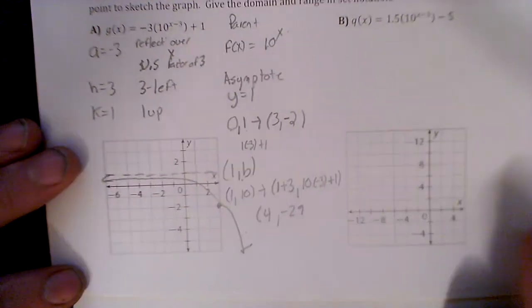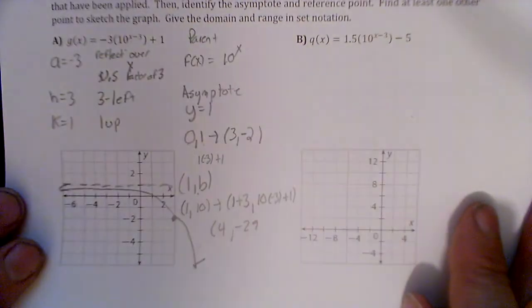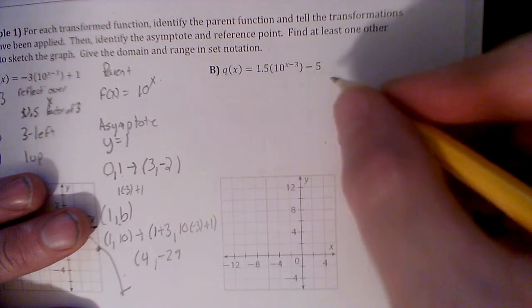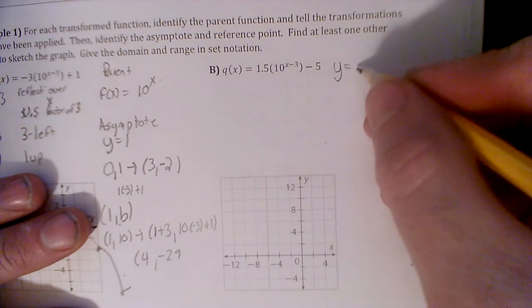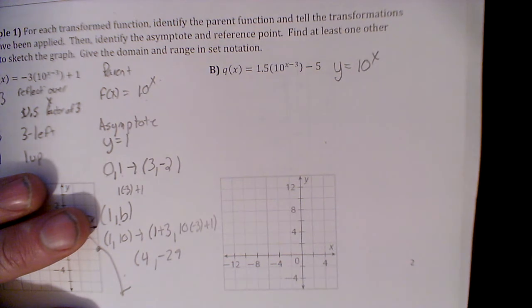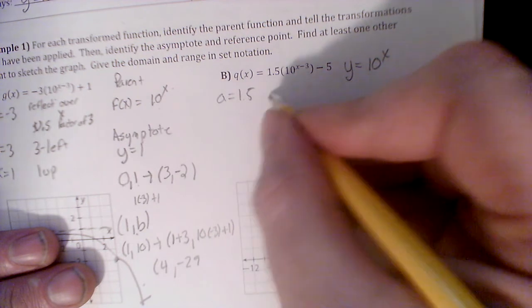Alright, let's try one more. Again, basically we're just moving those 2 points. We're moving this point, plotting it, and see what happens. So, parent graph of this guy. Alright. Parent graph is y equals, what's my base? Looks like my base is still 10 to the x. Alright. So we got a is 1.5.